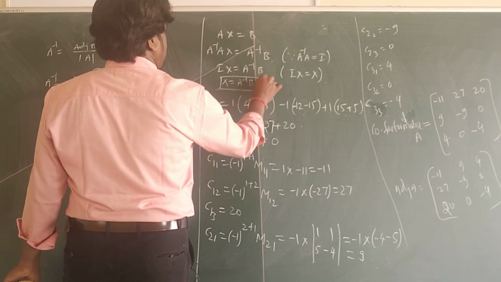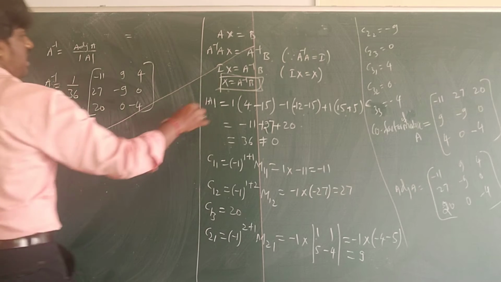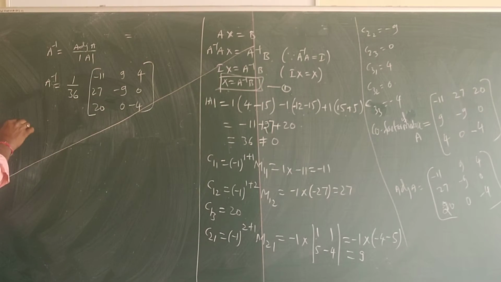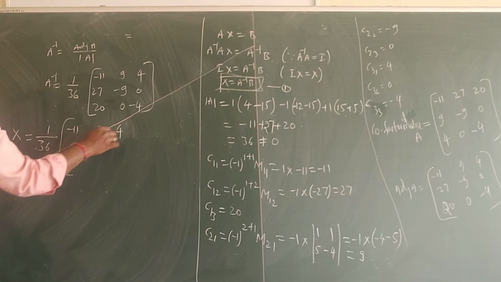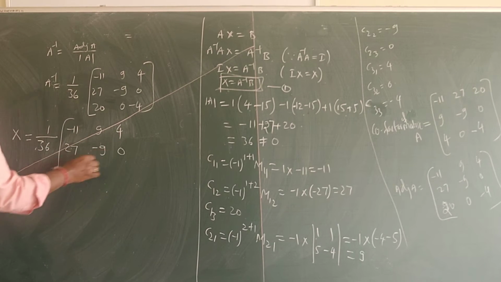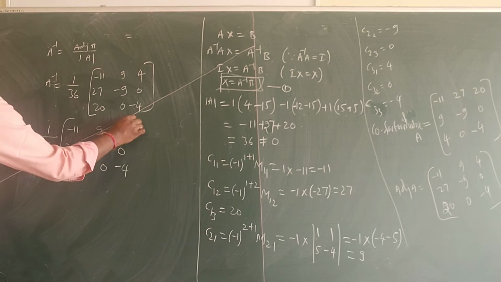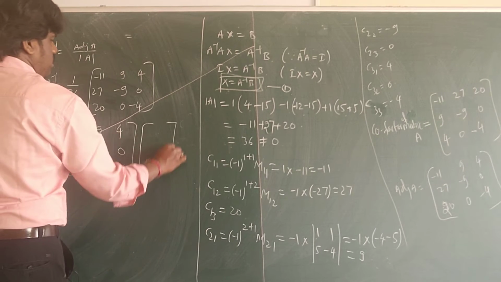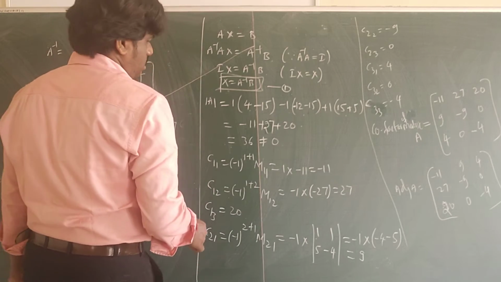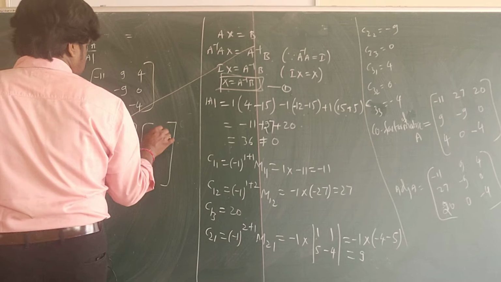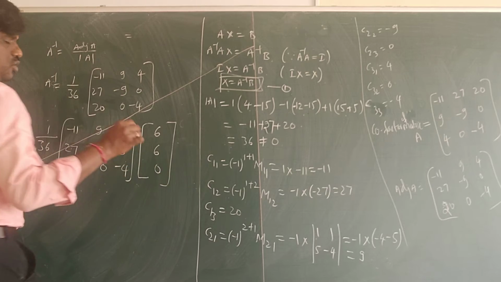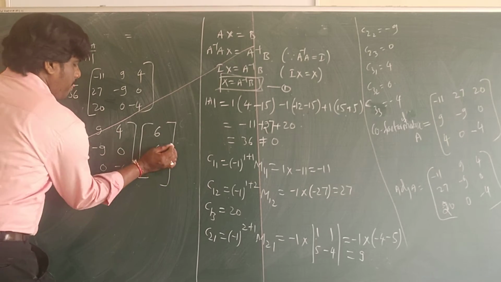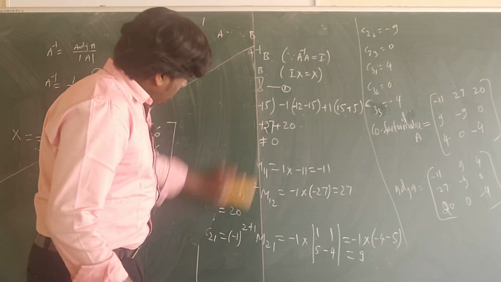Now we will substitute in this formula. This is what we have to substitute here. So x is equal to A inverse, 1 by 36. Don't multiply inside 36, it will cause a problem. Don't multiply anytime. 27, -9, 0, 20, 0, -4. Then into, you write the B matrix. What was the B matrix we had? 6, 6, 0, 3. Okay, now from this we will find the x and y values.